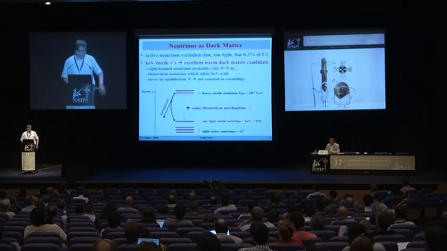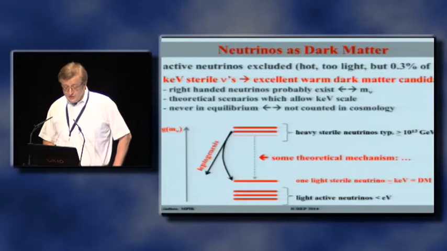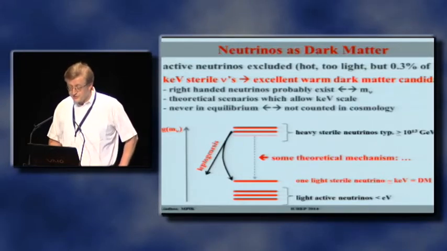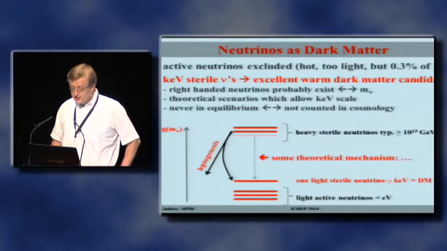Last thing, and I'm done within a minute, neutrinos as dark matter. We know that active neutrinos are excluded. They're hot, they're too light, but they make up 0.3% of the universe. But there's something else. If a keV sterile neutrino existed, it would be an excellent warm dark matter candidate.